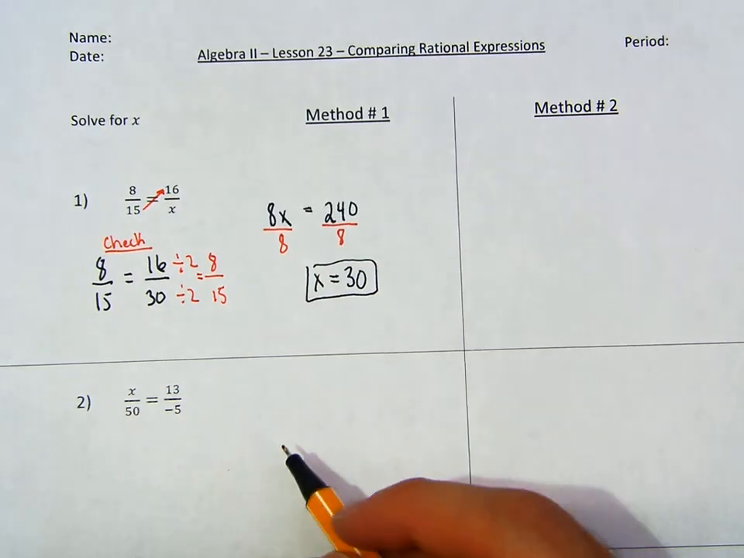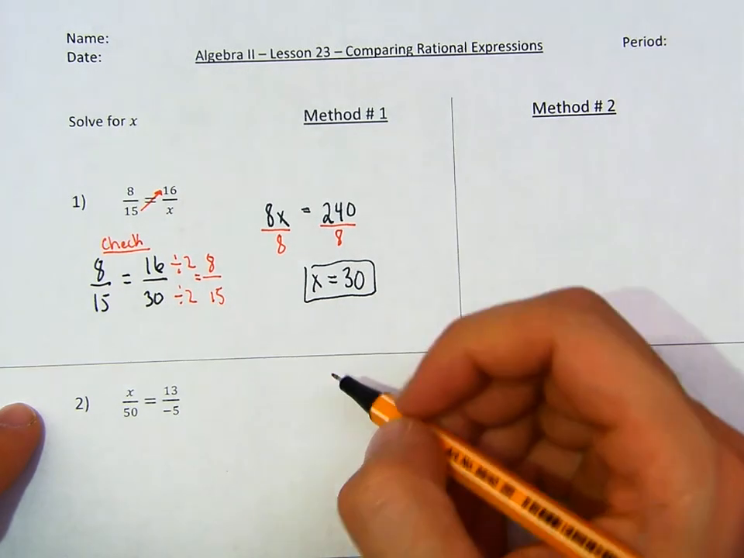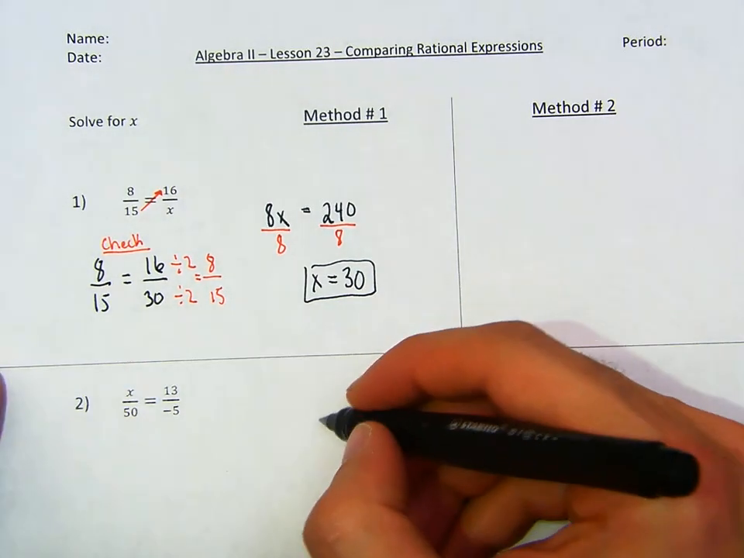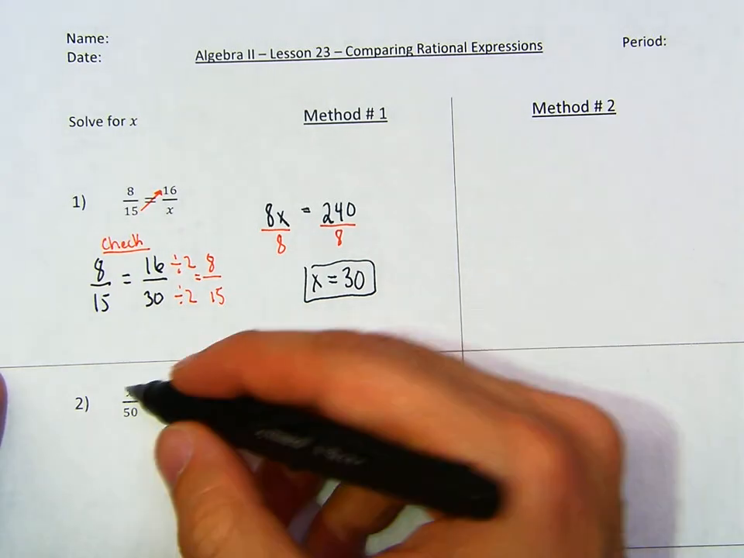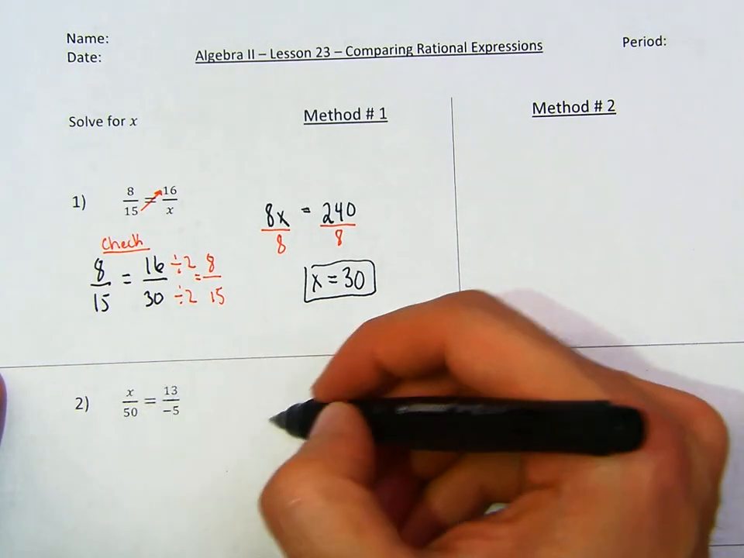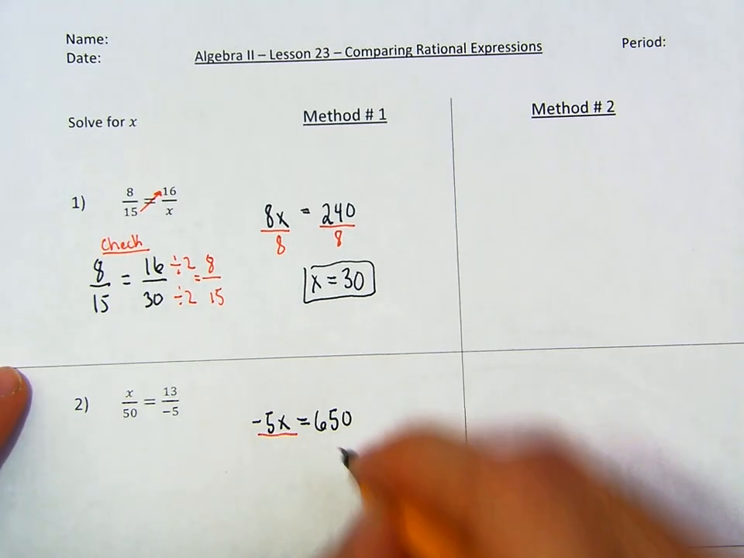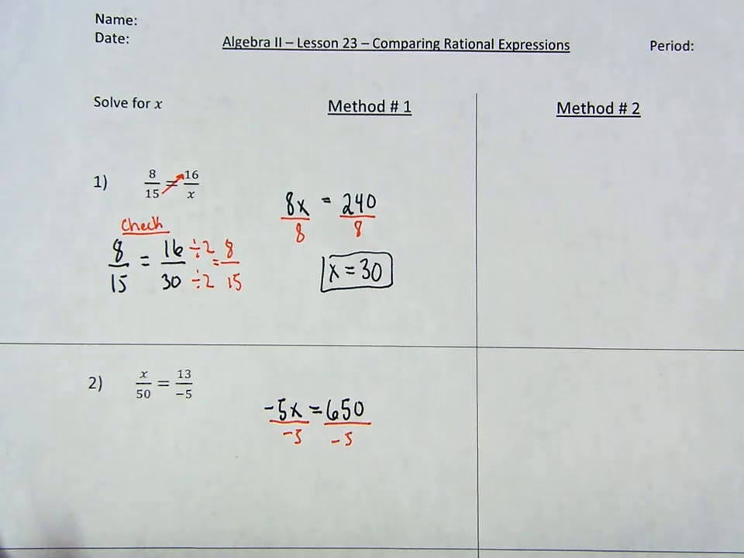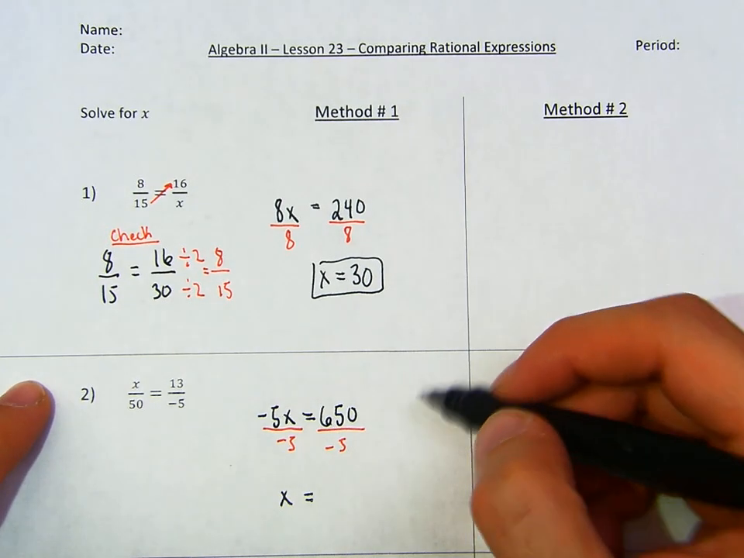Here, how would you solve this problem? Same idea, 50 times 13, what is that? That's 650, right? And then negative 5 times x is negative 5x. Then divide both sides by negative 5. And now x is equal to, what is this? Hold on.